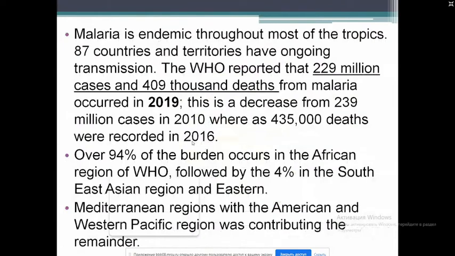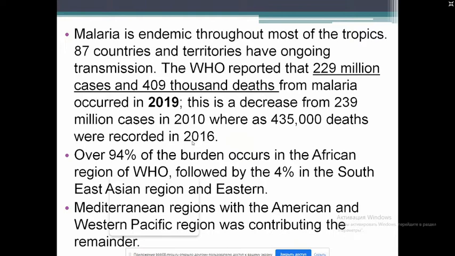Malaria is endemic throughout most of the tropics. 87 countries and territories have ongoing transmission. The World Health Organization reported then 229 million cases and 409,000 deaths from malaria occurred in 2019. Information before pandemic, dear students.